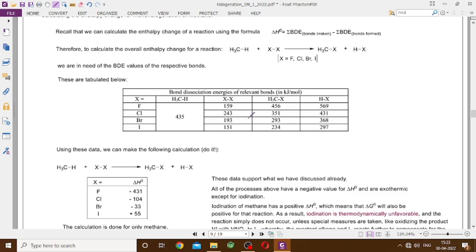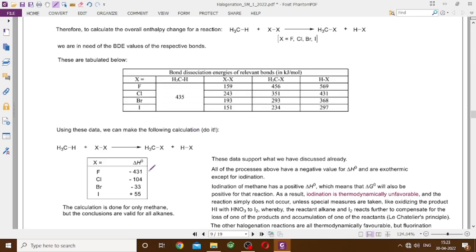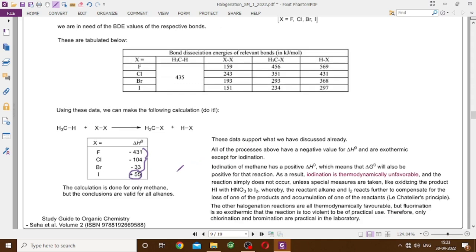But if you look at this data and try to calculate this delta H0, then you will find that all of them are exothermic to some extent or to a tremendous amount. As you can see, for fluorine it is like minus 400 kilojoules per mole, whereas for bromine it is only minus 33 kilojoules per mole. But for iodine it is fundamentally different. It is like plus 55. So that's an anomaly, and that is why iodination is thermodynamically unfavorable, because delta H0 being positive and delta S0 not being that influential, delta G0 will also be positive.